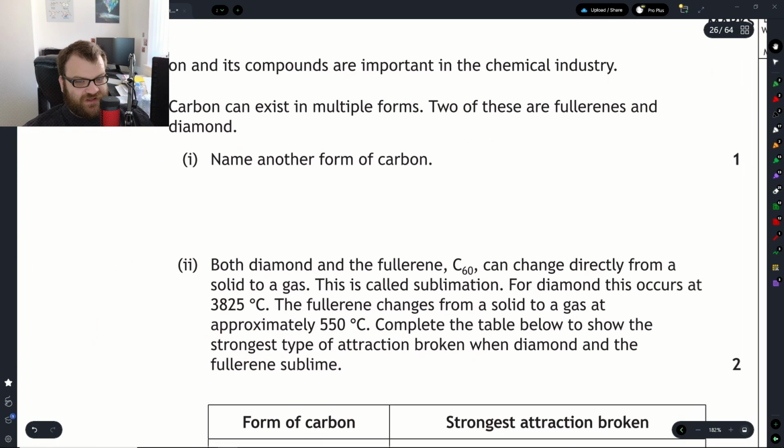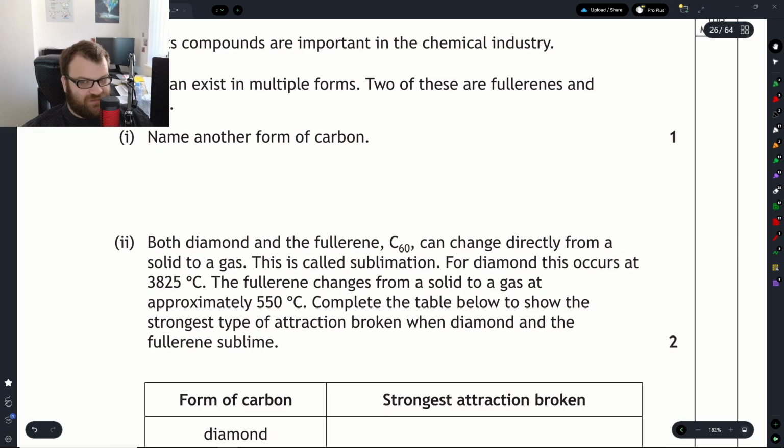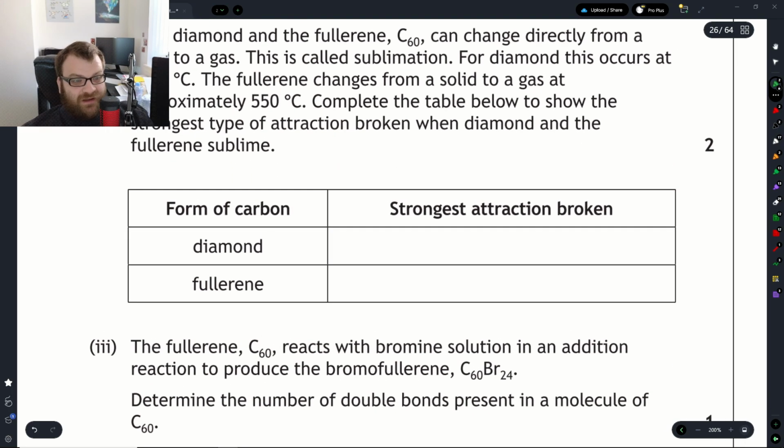Next one, we're discussing carbon. We're told about carbon fullerenes and carbon diamond, and we're asked to give another form of carbon. Carbon graphite would be our answer. Next one, we are changing from solids into gases directly in a process called sublimation.